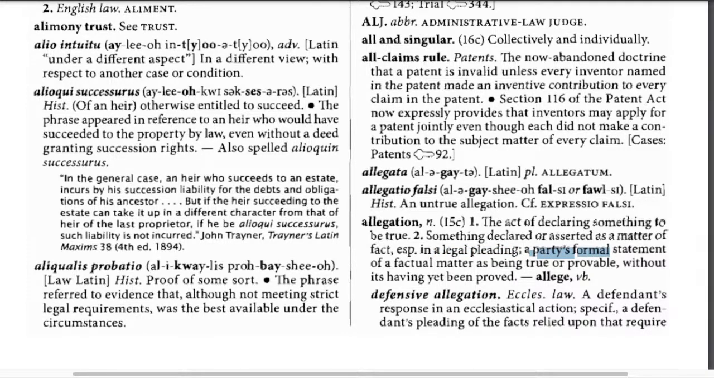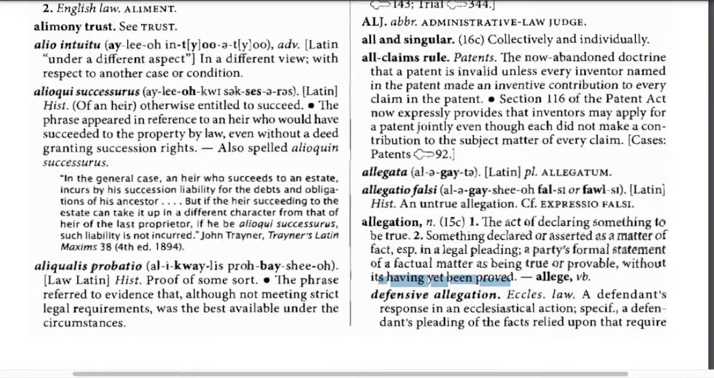A party's formal statement. We're using words like legal and formal, because legal is contemplating the form of law. And when we're trying to assert facts of law, then that's actually contemplating the substance. So the legal is concerned with form, as we see it restated here. A legal pleading, a party's formal statement of a factual matter as being true or provable without its having yet been proved. So it's a statement as if it's true, but it has not yet been proved true.